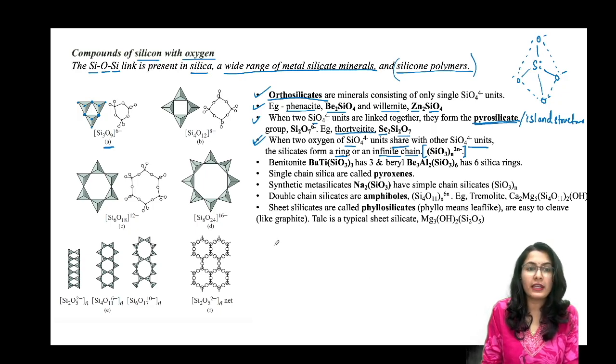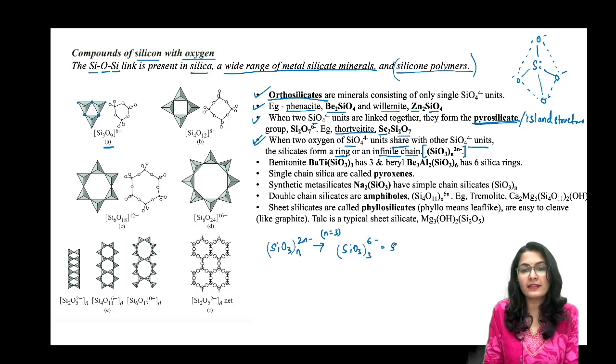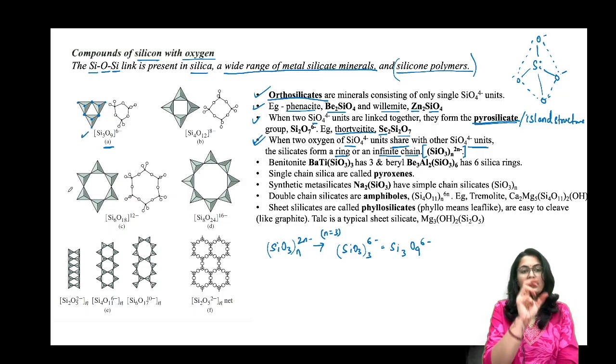So let's see. SiO3 whole n, 2n minus. Just remember this common formula for ring silicates. Why? Because I'm putting n is equal to 3 for a three-membered ring. Then it becomes SiO3 whole 3, 2 into 3 is 6 minus. So the overall formula is Si3O9 6 minus. Look over here, isn't it? This is a three-membered ring.